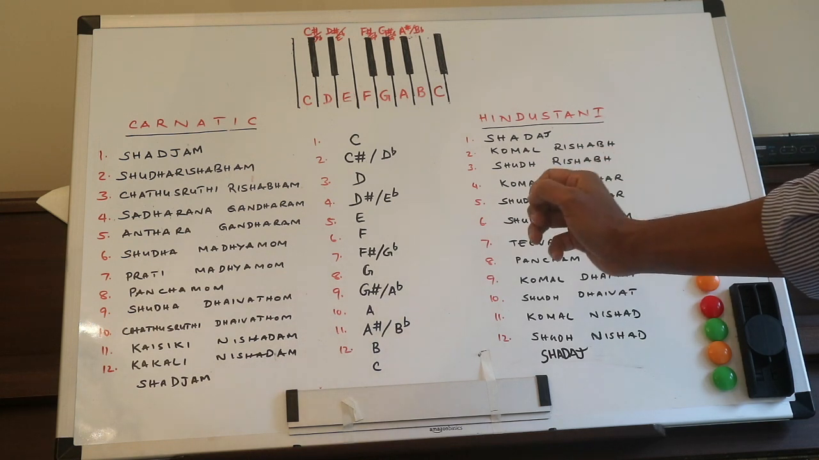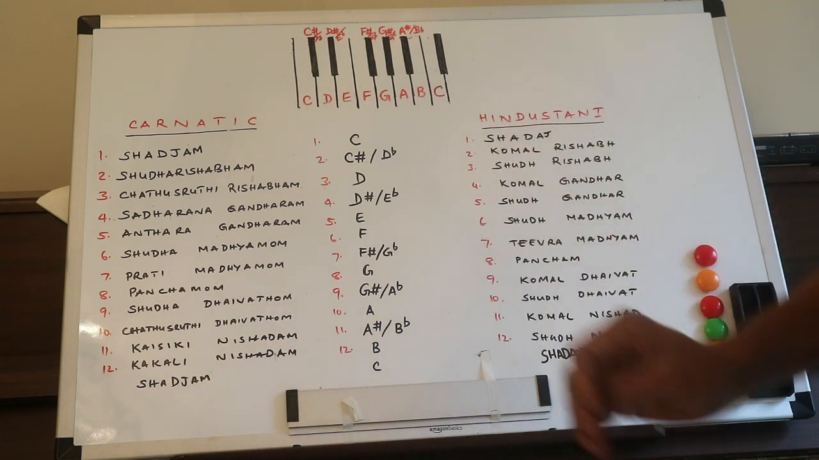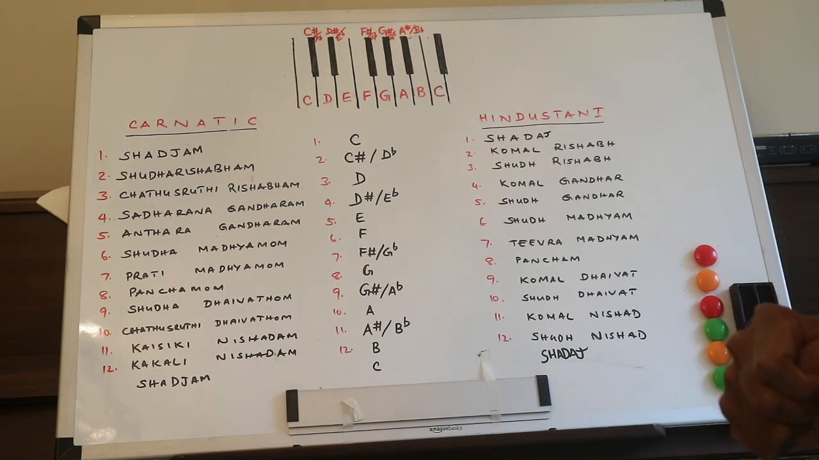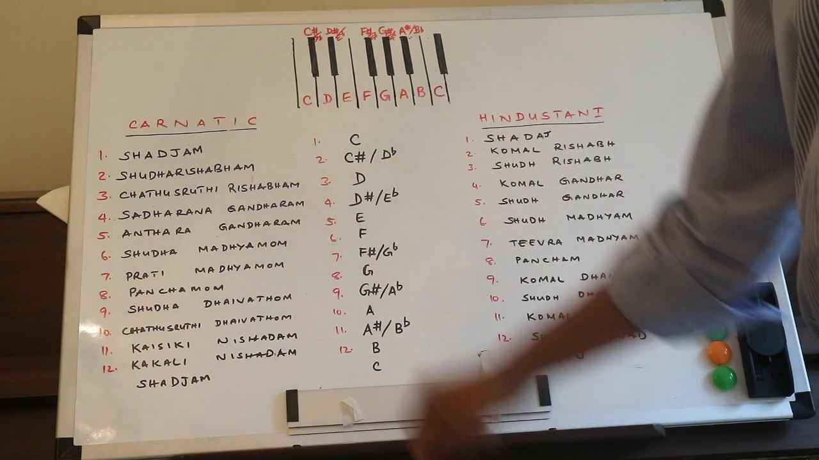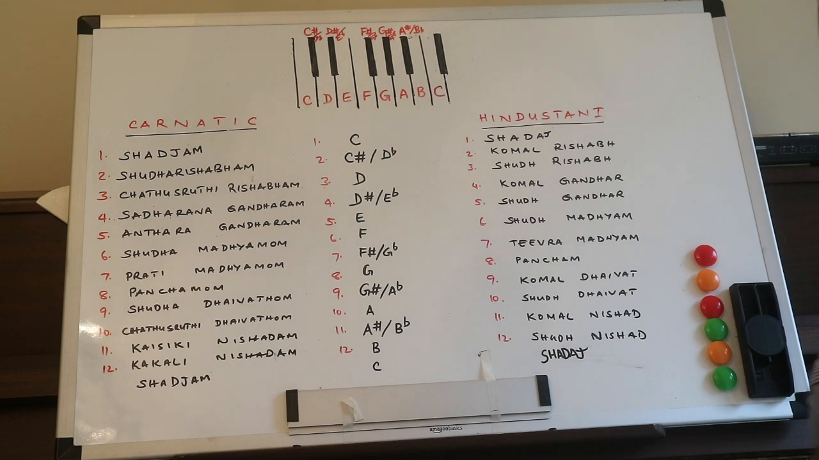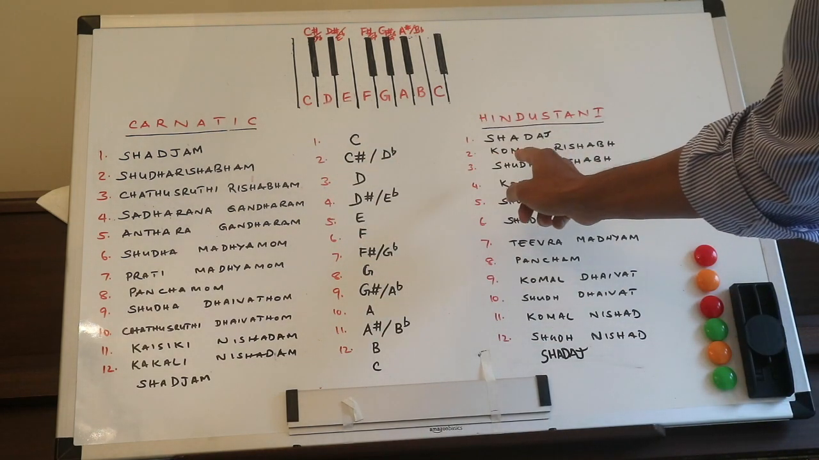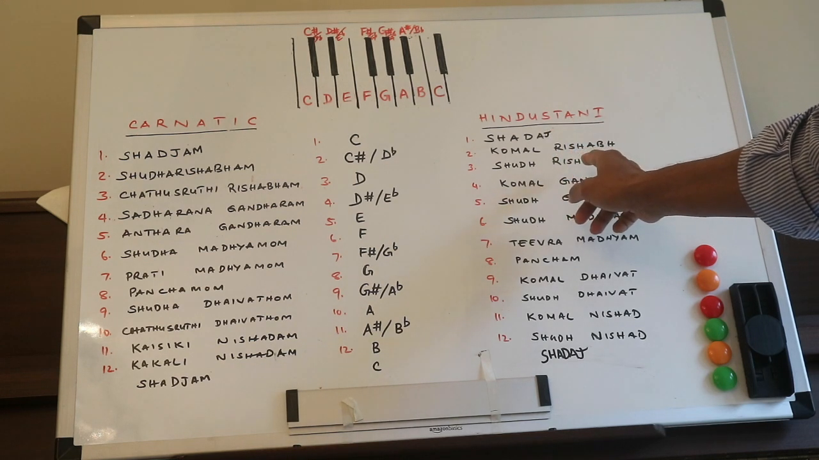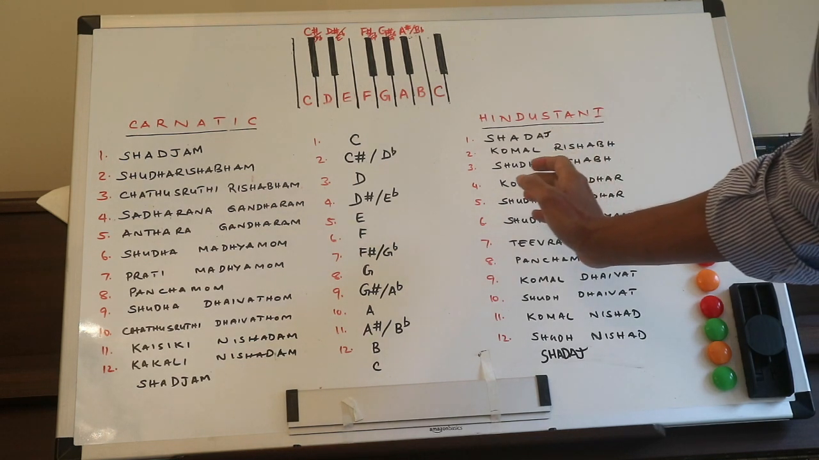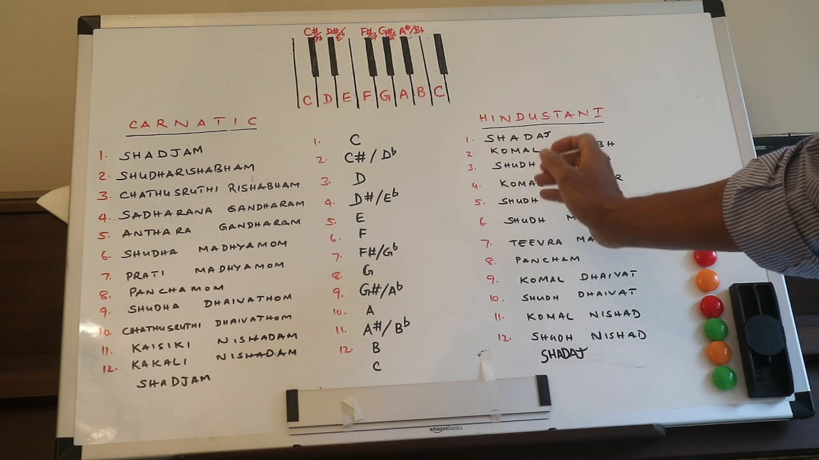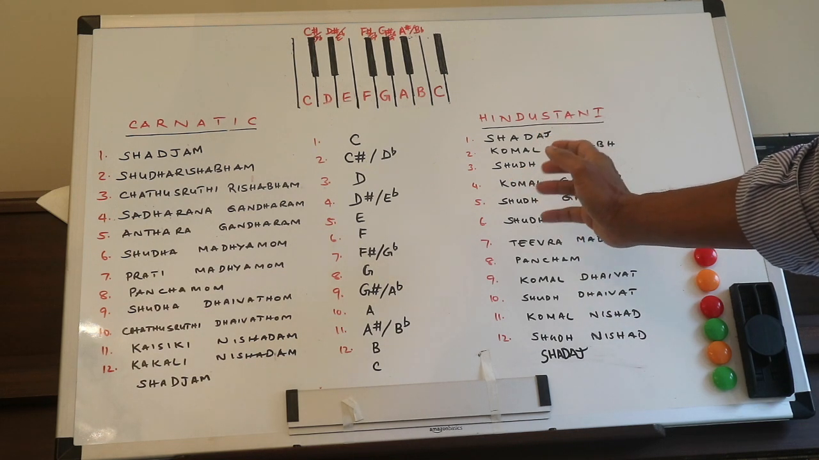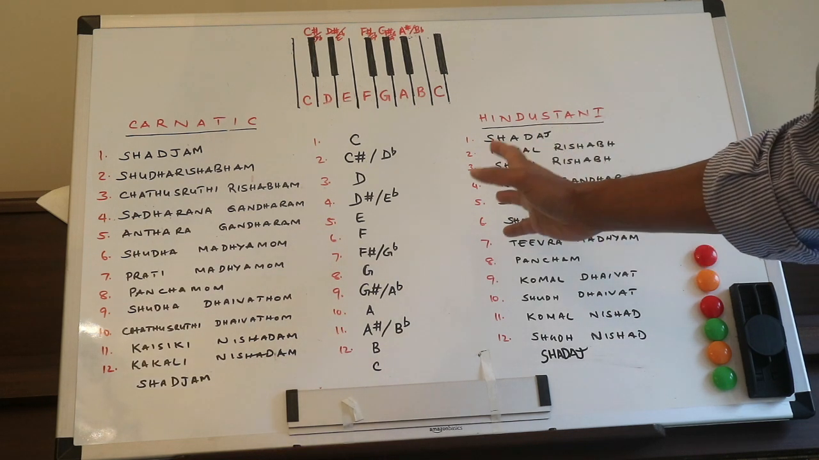So all the smaller notes in Hindustani are called Komal notes. The higher Re in Carnatic is called Chaturshuddhi Rishabham, and in Hindustani all these higher notes are called Shuddha notes, so it's called Shuddha Rishabh. Apart from Madhyam, we'll come to that in a minute.